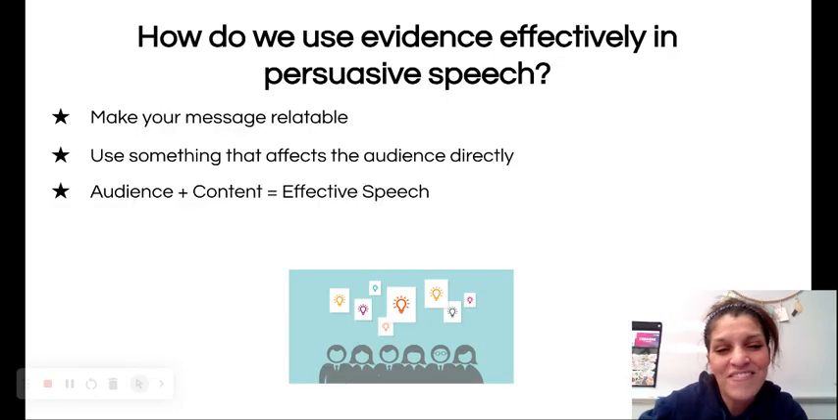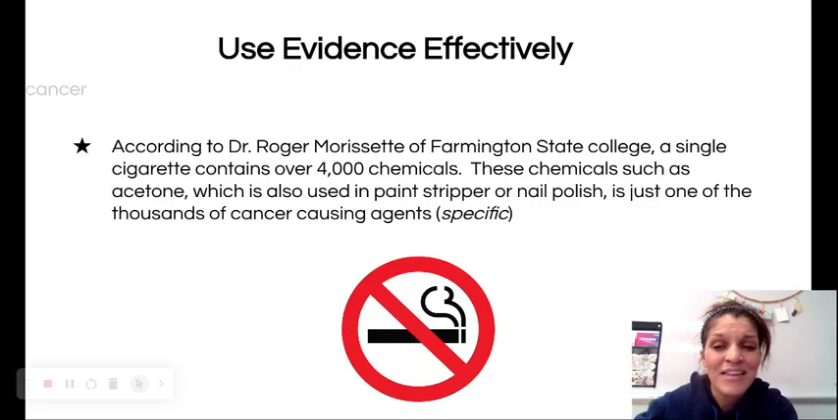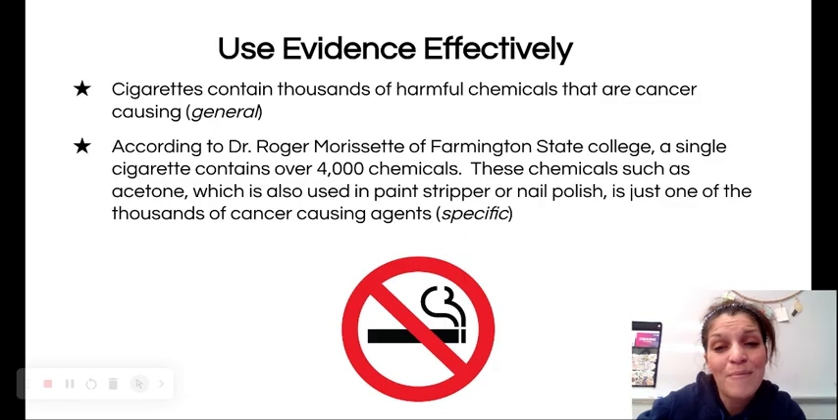So how do we use evidence effectively to establish our credibility? Well, again, you want to make sure your message is relatable to your audience. You want to consider the content in that process as you develop that speech. I love these examples here about using evidence effectively.